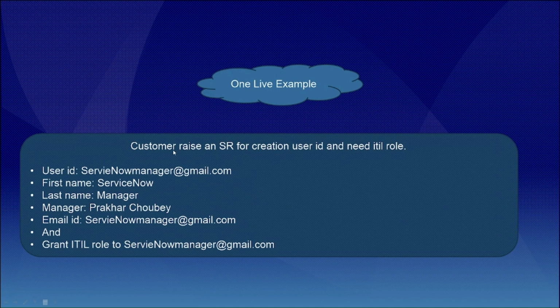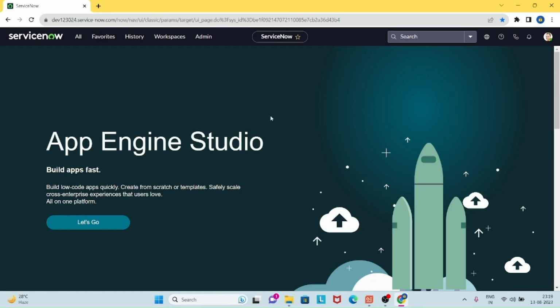So according to this, the customer raises an SR, which means the customer raises a service request for adding a role and creating one user ID. So let's move to the practical point: how we can create and grant the ITIL role to this user. Now let's start the live example. According to the user requirement we need to perform the action.